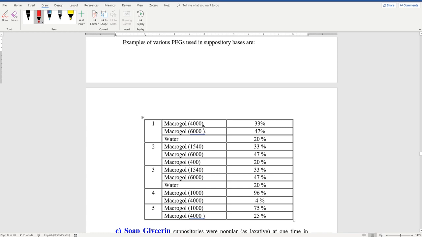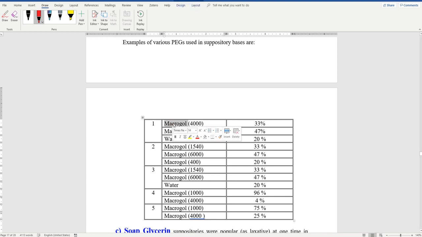Okay, question: can I use just one PEG? Why do I need to mix more than one? As you see here, we have mixtures of PEGs. The answer, yes, I can use one PEG, but normally we use a combination of 2 or more PEGs in order to get the desirable properties in terms of number 1, melting point, number 2, drug release or the dissolution or dissolving of PEG. That's why we usually use a combination, even though we can use just one.